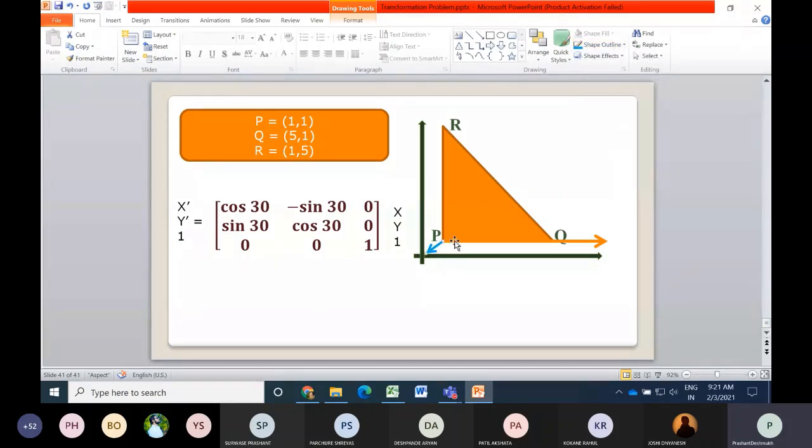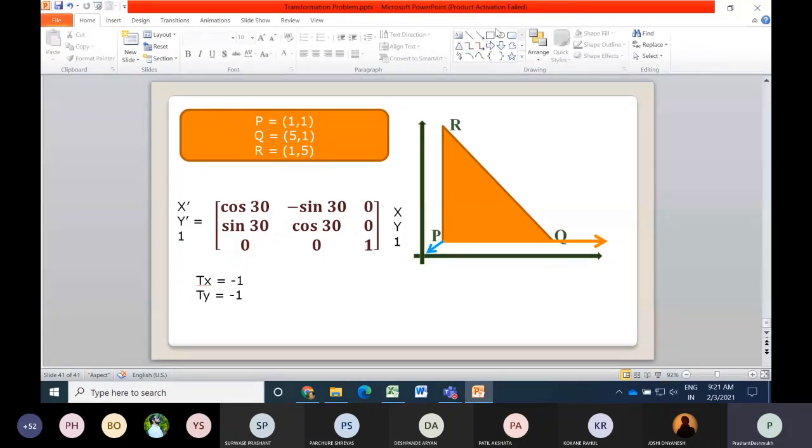So I am just showing it by the arrow. This will be the first step. So for the first step, your Tx and Ty will be: Tx is equal to -1, and your Ty will again be -1. The angle will be 30 degree.